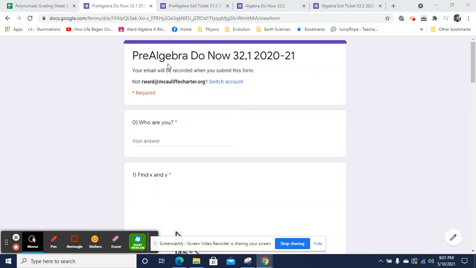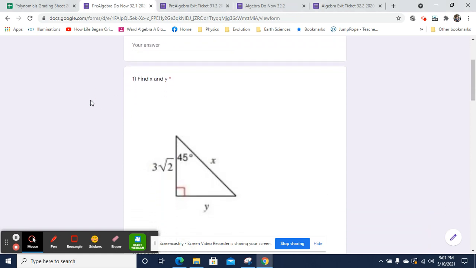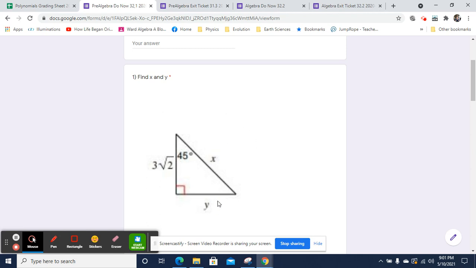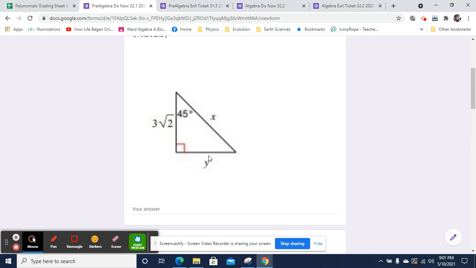This is a video key for PreAlgebra Do Now 32.1. It should be dot 1, but that's okay. Week 32, day 1. And the first thing you need to do is find x and y. Well, the nice thing about this is it's a 45, 45, 90 right triangle. So y is going to be the same as what we've got here. So we can already start off with y equals 3 square root of 2.